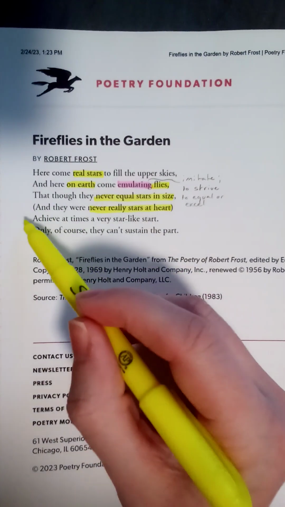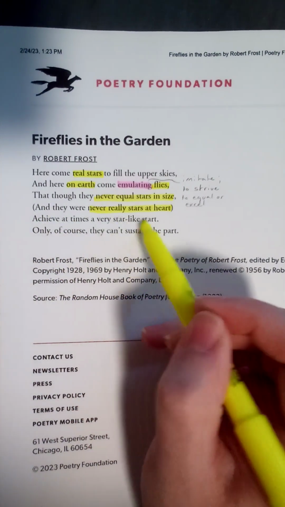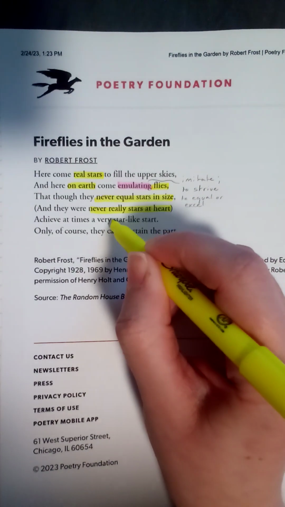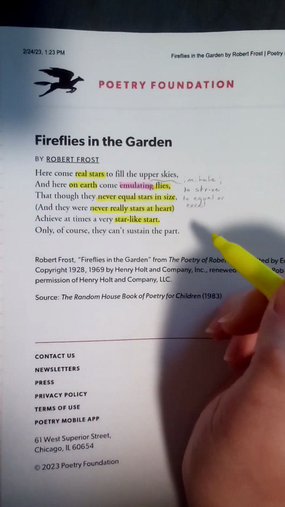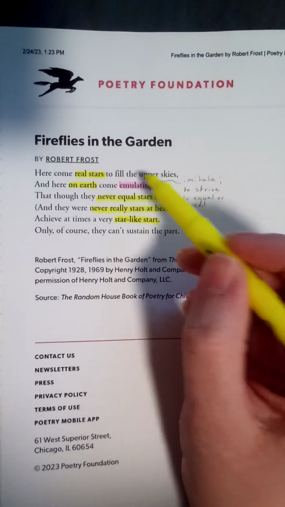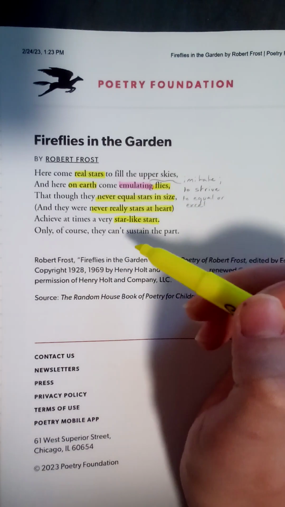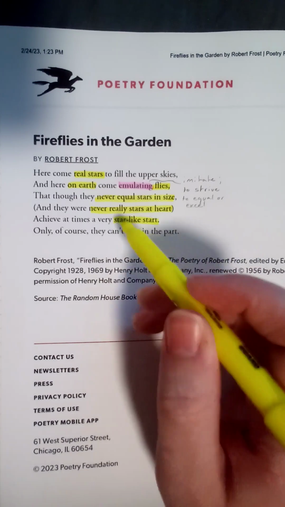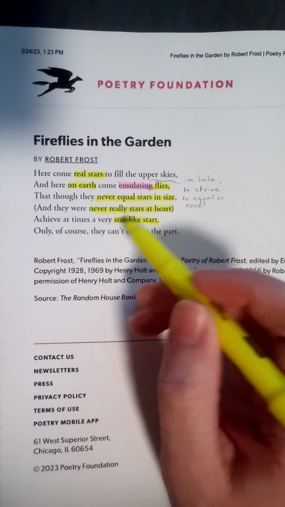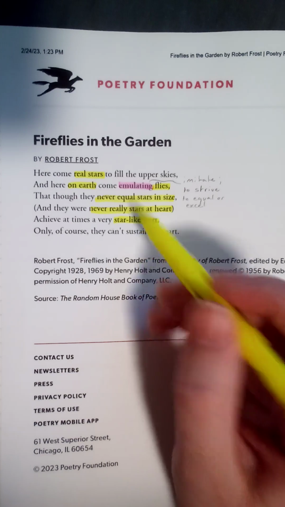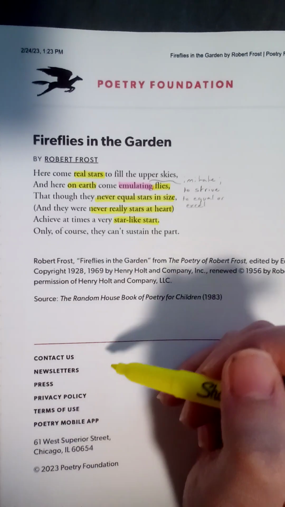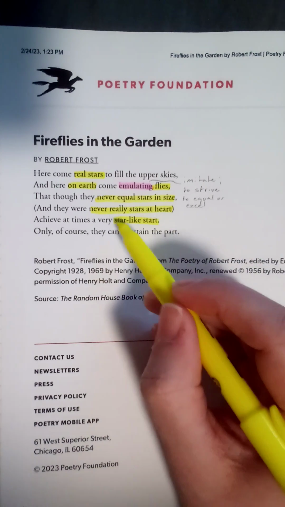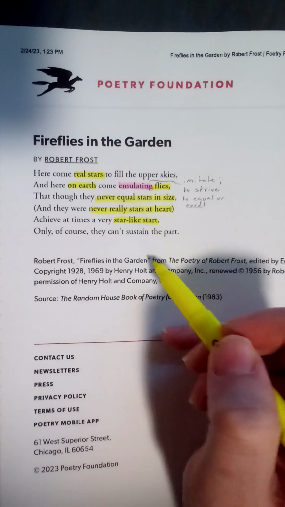Next line. But they achieve at times a very star-like start. So this is saying, in my opinion, that their attempt at emulating these stars is sort of working a little bit at the start. They have some of the elements of stars down. They can glow because they're fireflies. So they're a little bit star-like.